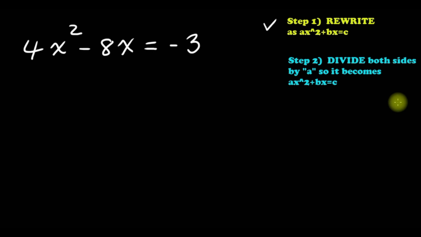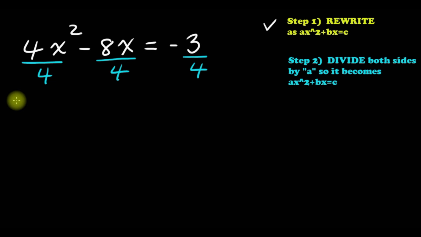So what is your a? Well, we've been saying ax squared, so the a is the coefficient of x squared. So we're going to have to divide everything by what a is, and a is 4. So we're going to divide this by 4, and then we have to divide this by 4, and then we have to divide this by 4.